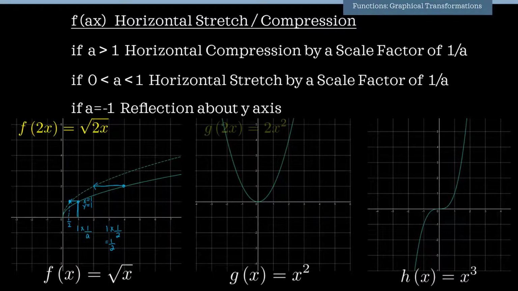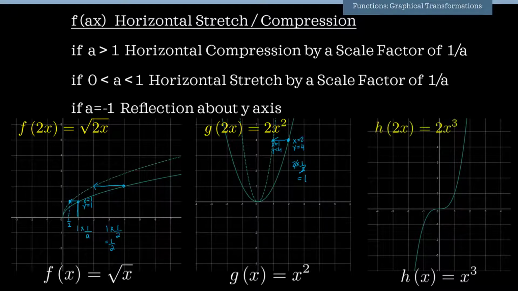Similarly, on the graph of g(x), let's take this point whose x value is 2 and whose y value is 4. For this transformation g(2x), because the value of a is greater than 1, this point is going to move towards the y-axis. So I'm going to multiply the x value by 1/a. It's going to be 2 times 1/2, which is 1. So this point is going to move over here, where the x value is 1 and the y value is 4. So after this transformation, the graph of g(2x) is going to look like this.